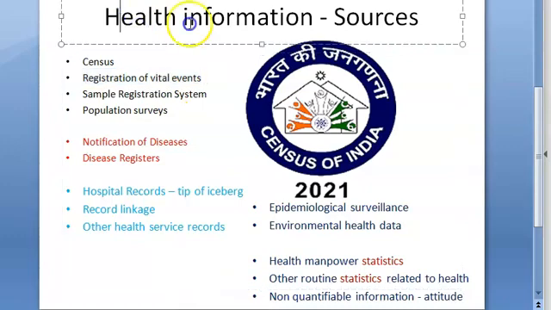So this completes this big topic, health information: sources, components, uses, what health information exactly is, etc.